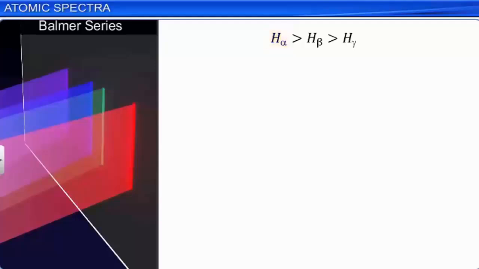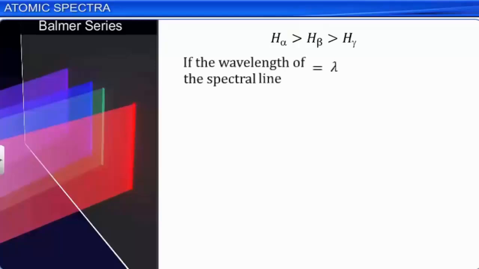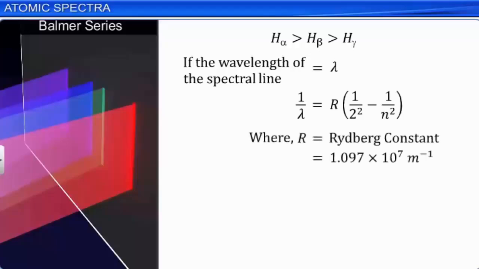If the wavelength of the spectral line emitted is lambda, then 1 by lambda is equal to R into 1 by 2 square minus 1 by n square, where R stands for Rydberg constant, which is equal to 1.097 into 10 power 7 per meter, and n takes integral values 3, 4, 5, and so on up to infinity. This equation is called the Balmer formula. Let this be equation 1.